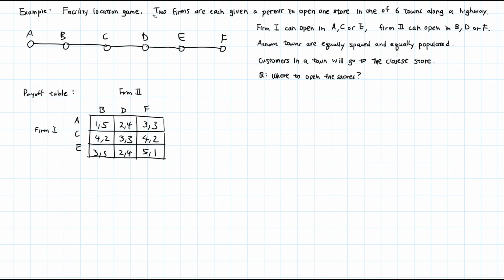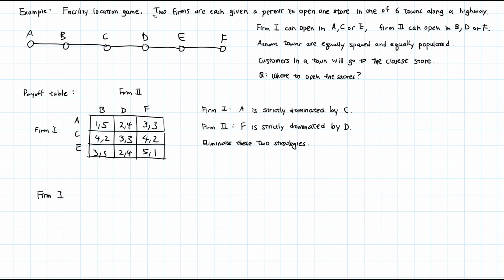Now, can you find any strictly dominated strategies here? Well, for firm 1, A is strictly dominated by C. We can check their payoffs. For firm 2, F is strictly dominated by D. We can now eliminate these 2 strategies to get this smaller game with 2 strategies each.